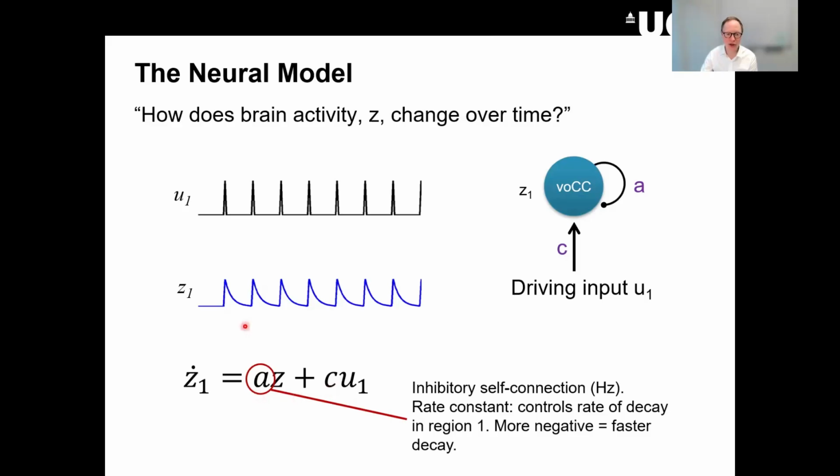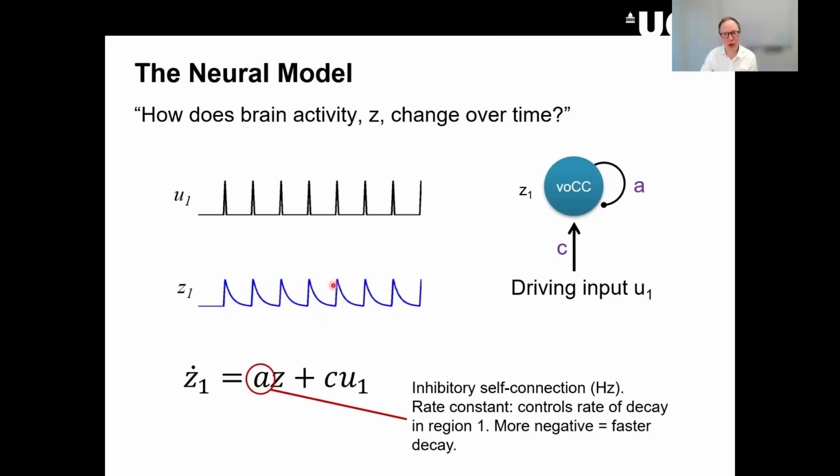Value A controls the rate of decay. And it's important that A is always negative in sign, because that means that this is going to come back down to baseline. C weights the importance of U1 in driving the network. So we call this the driving input parameter. If it was 0, it would mean the network is totally insensitive to the stimuli. And if this was very big, it would say the stimuli have a huge effect. So this C is controlling the height of each of these responses.